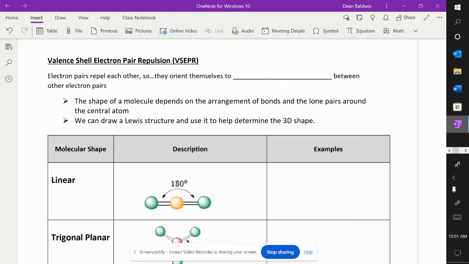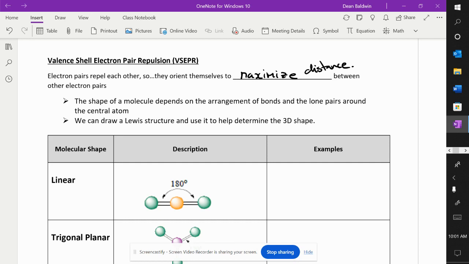Theory, okay? VSEPR, all right? When you're building molecules, the electron pairs repel each other and the bonds so as to maximize the distance between other electron pairs. Okay, so the electrons want to maximize the distance between everything.